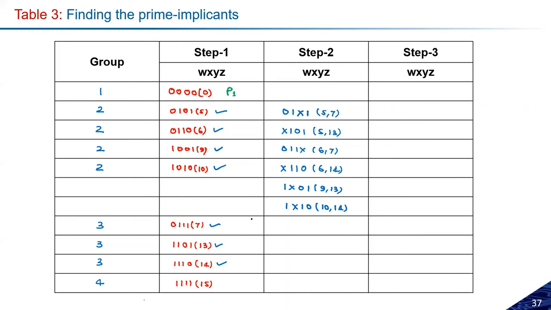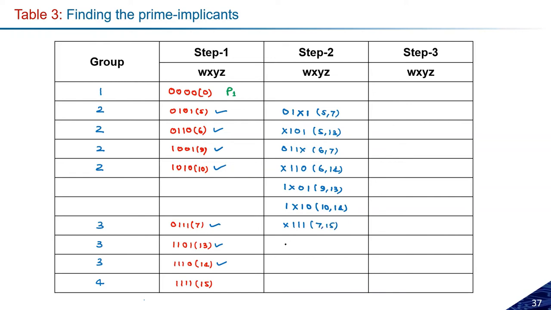7, 15 is possible? Yes, sir. 7, 15. Because in all possible combinations, there is only one digit change. So all the groups are possible, like 7, 15, 13, 15, and 14, 15. So that will become cross 1, 1, 1. So this is all about 7, 15.